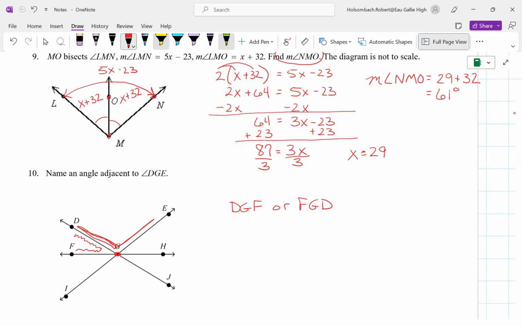And I can't get my pens to change colors. So there's another angle that's next to DGE, and that's this angle, EGH. So EGH, or we could call it HGE. Adjacent, share a vertex, share a side. Next to each other. Adjacent means next to.